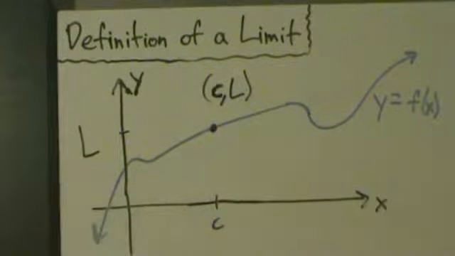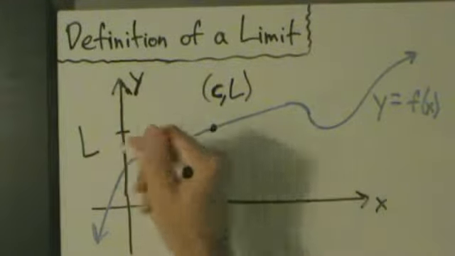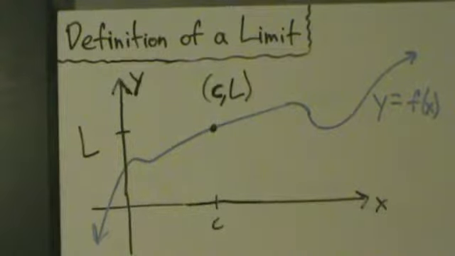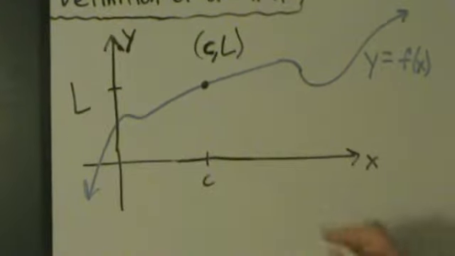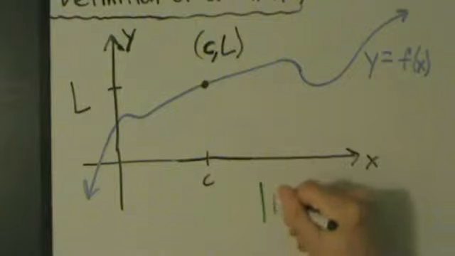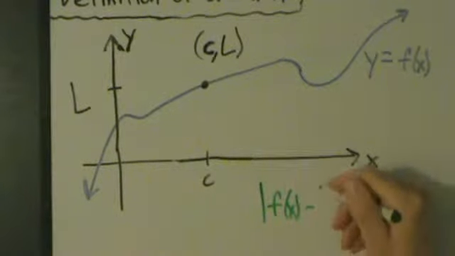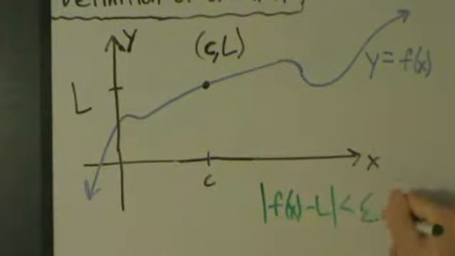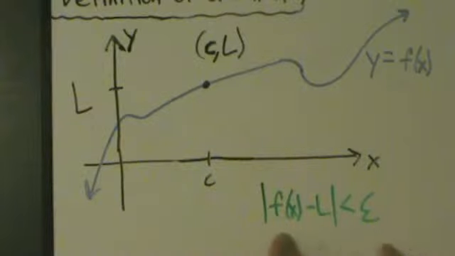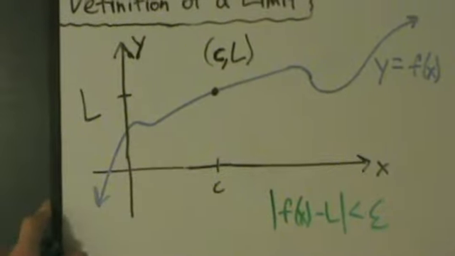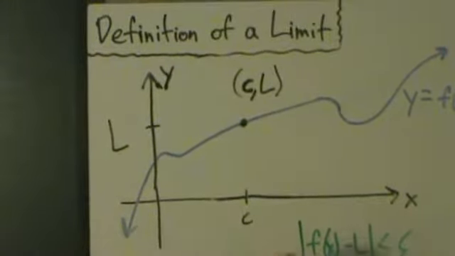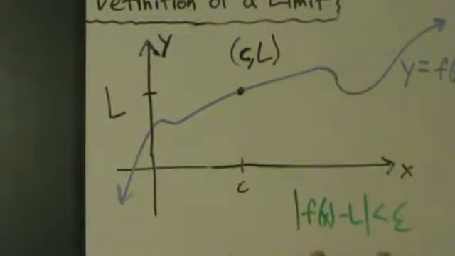All right. So let's say that you come up to me and you give me an epsilon, and you say, all right, I want you to make the distance between f of x and L less than epsilon. So this is what you want. You want the distance between the y value and L to be less than epsilon. All right, so what we're going to do is go over to our graph here and draw what this really is.